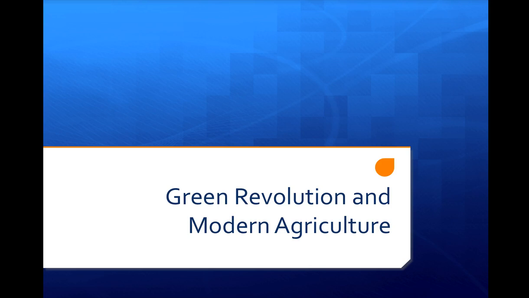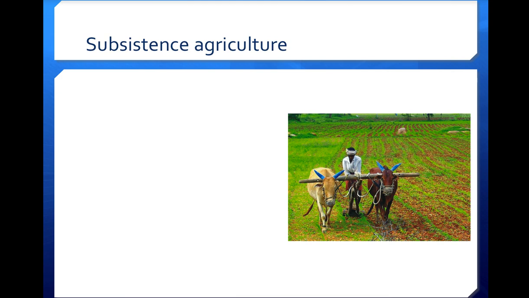This lecture is the second in our series from Chapter 11, and the topic today is Green Revolution and Modern Agriculture. First, let's begin with a look at subsistence agriculture, which is the traditional type of agriculture that has been practiced worldwide for about 10,000 years. Subsistence agriculture relies on small farms with human labor primarily, although animals are occasionally used to help in the process. You can see the picture there on the right that shows a man using two cows to pull a plow through a field.